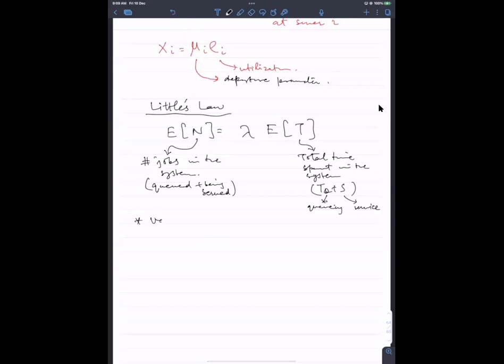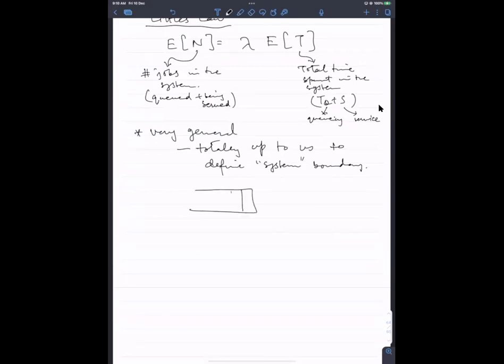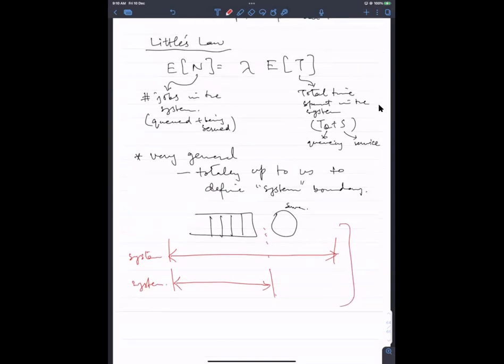This Little's result is very, very general. ठीक है. It is totally up to us to define the system boundary. कैसे? Let's say you have a single server queue and you have a server here. ठीक है? ये आपका server है. You can define your system to be this. तो इसके अंदर कितने लोग हैं? You can also define your system to be just this. ये भी system define कर सकते हैं, ये भी system के तौर पर define कर सकते हैं. In both cases, the same Little's law is applicable.